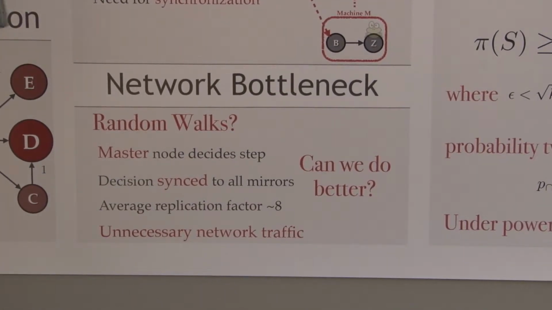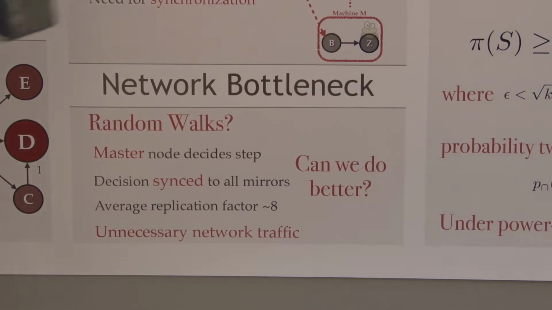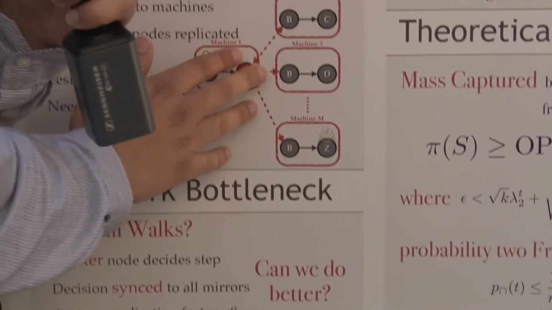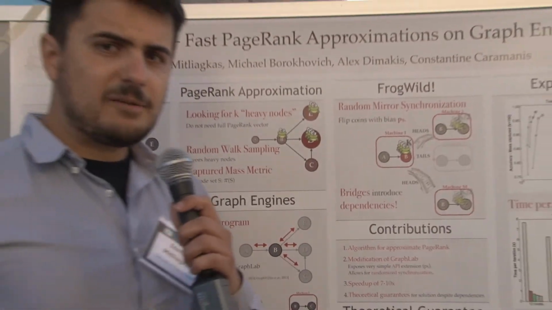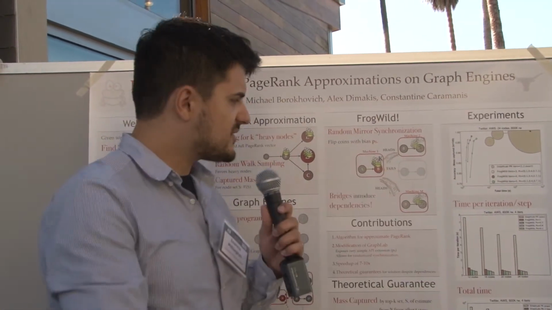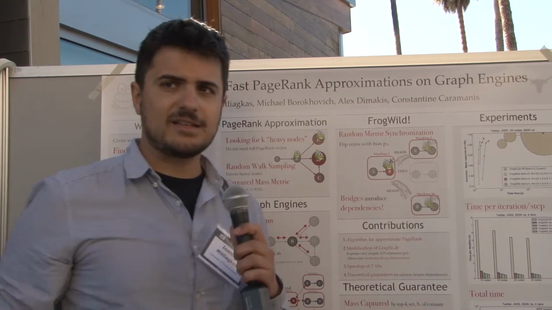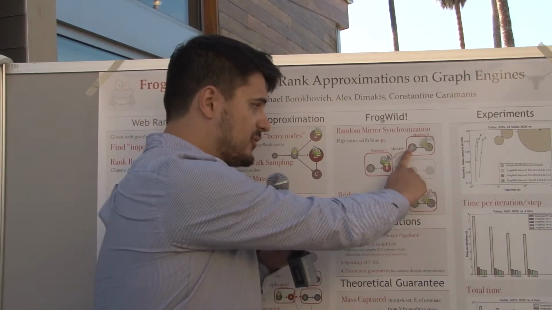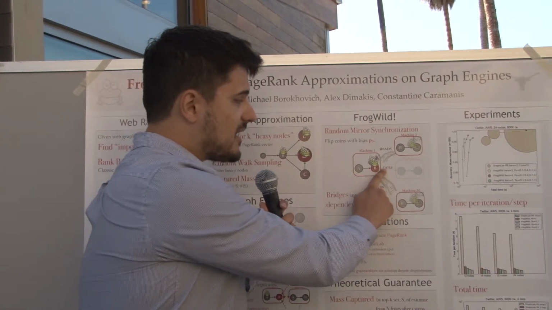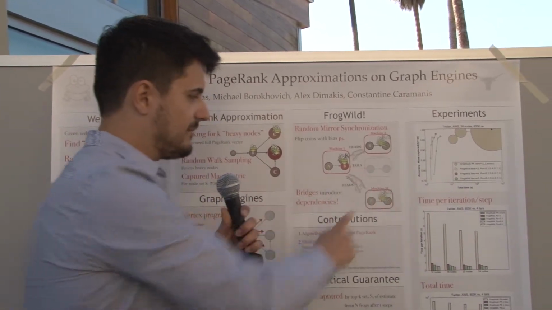And so the way we deal with that is we randomize the process of synchronization as follows. I'm given a parameter PS. So when it's time to synchronize the new state, I will flip a coin for every mirror. And if I get heads, I will draw a bridge. Otherwise, I will not communicate to that machine.